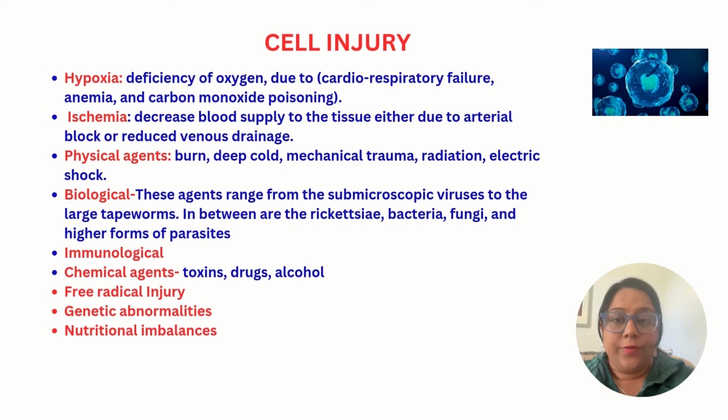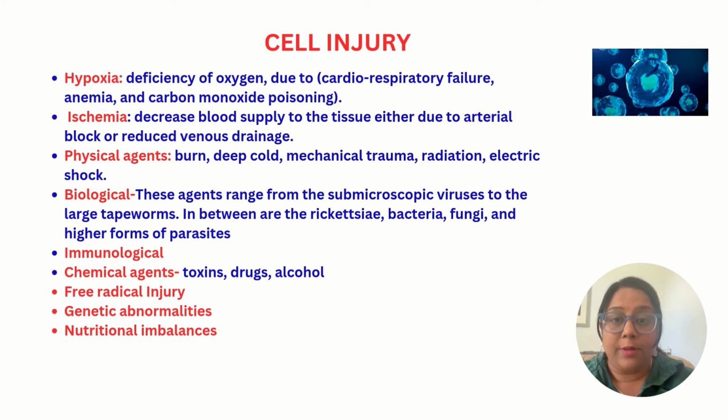In cell injury, first I will talk about the causes of cell injury. So cell injury can be because of hypoxia, which can be a result of deficiency of oxygen due to cardiorespiratory failure, anemia, carbon monoxide poisoning, etc. Then it could be because of ischemia whenever there is decreased blood supply to the tissue, either due to arterial block or reduced venous drainage. It leads to ischemia, which can cause cell injury.